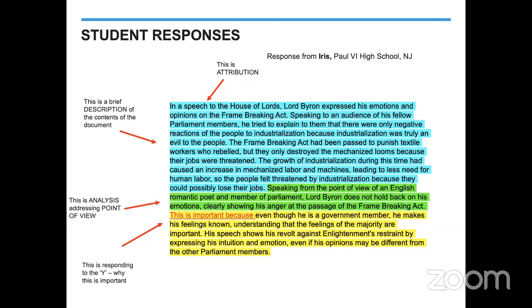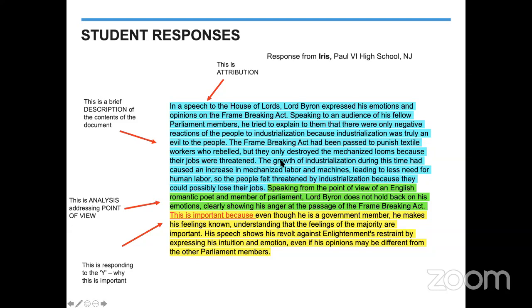This is Iris from Paul VI High School in New Jersey. And Iris starts off with, in a speech to the House of Lords, Lord Byron expressed his emotions and opinions on the Frame Breaking Act. Speaking to an audience of his fellow Parliament members, he tried to explain to them that there were only negative reactions of the people to industrialization, because industrialization was truly an evil to the people. The Frame Breaking Act had been passed to punish textile workers who rebelled, but they only destroyed the mechanized looms because their jobs were threatened, and that was in the document.